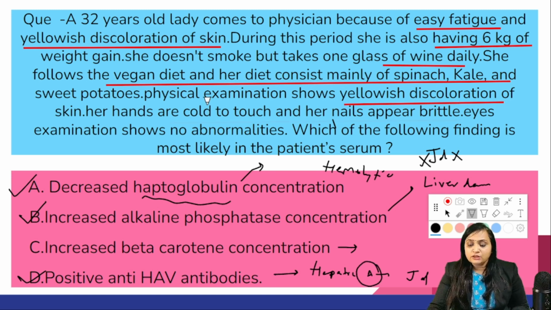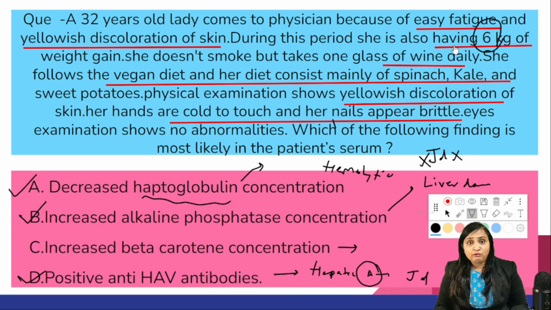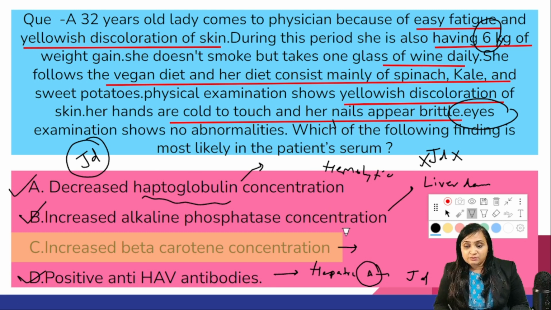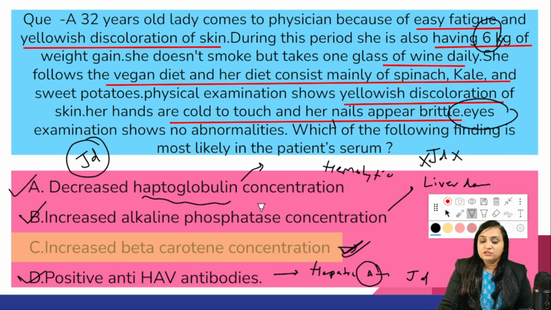Here is another clue, that she is cold to touch and her nails appear brittle. There are 3 clues which point towards the hypothyroidism. She is having 6 kg of weight gain, as well as her hands are cold to touch and nails are brittle. So this points towards the hypothyroidism. As well as one more important thing, that eyes are normal. So they have mentioned that there is no jaundice in the eye. So basically these are all symptoms and signs pointing towards the increased beta carotene concentration, that is called carotenemia.